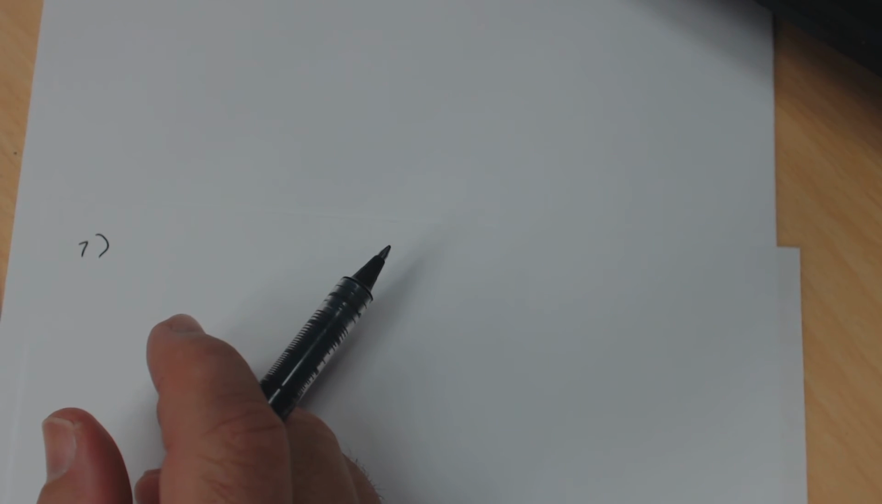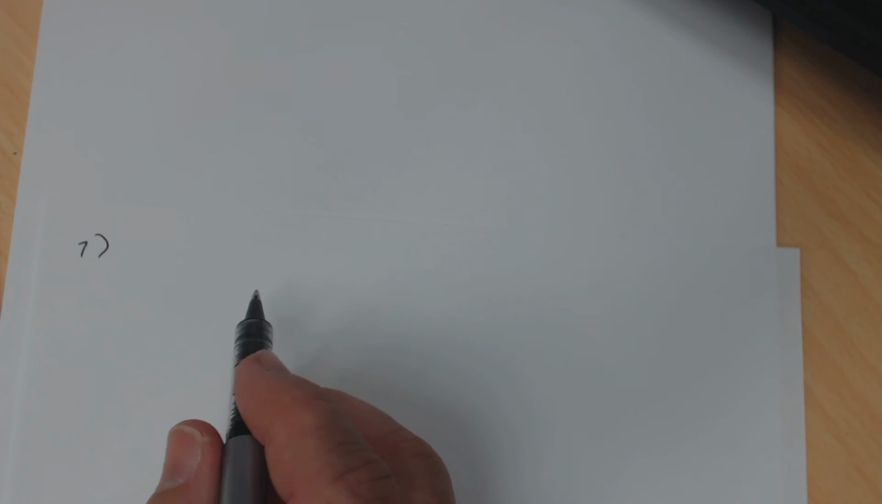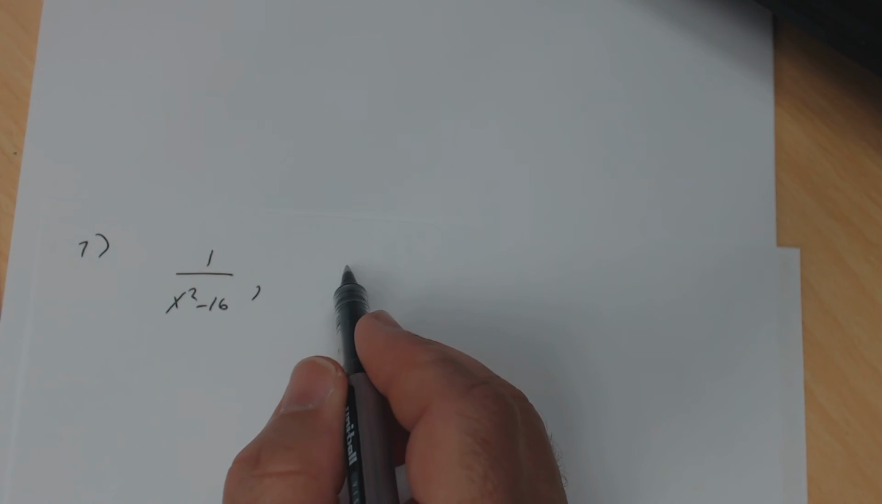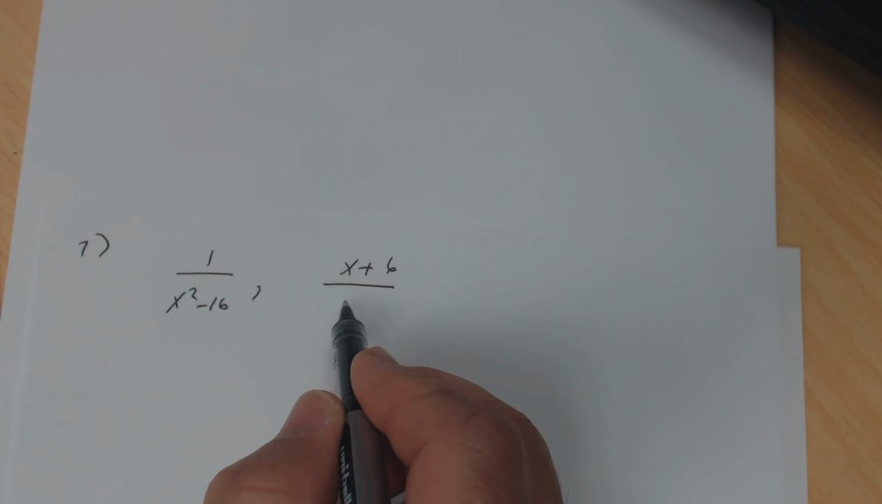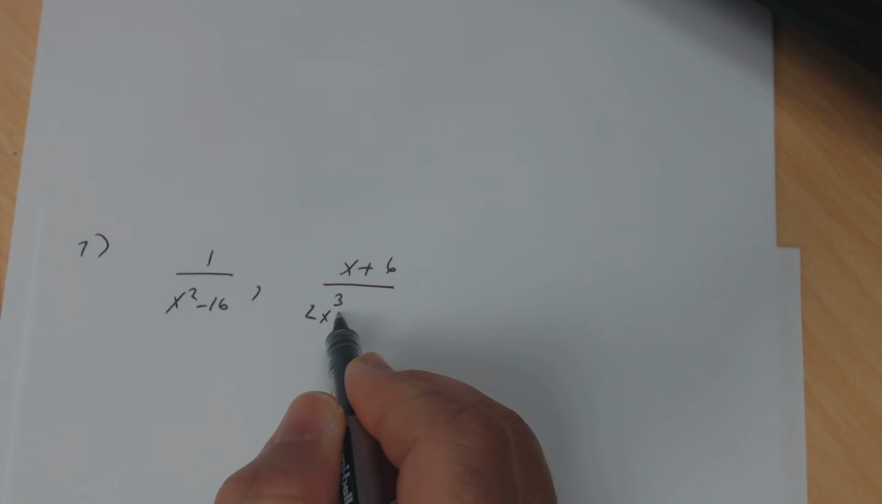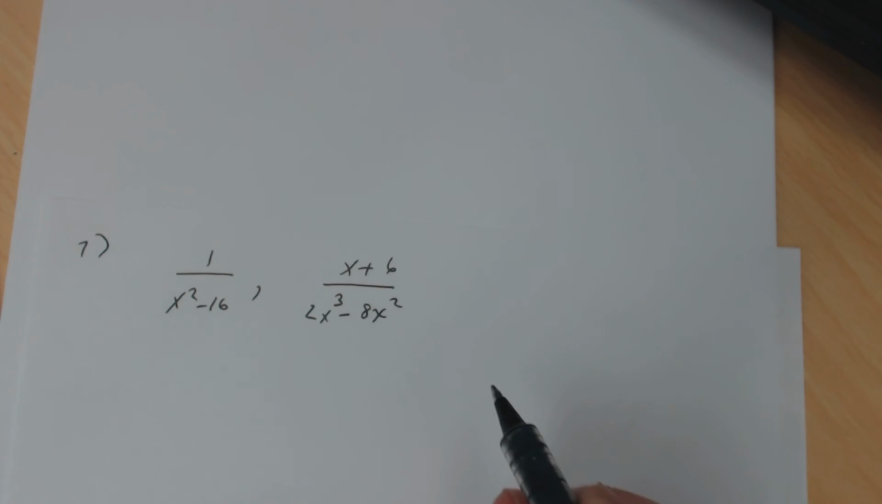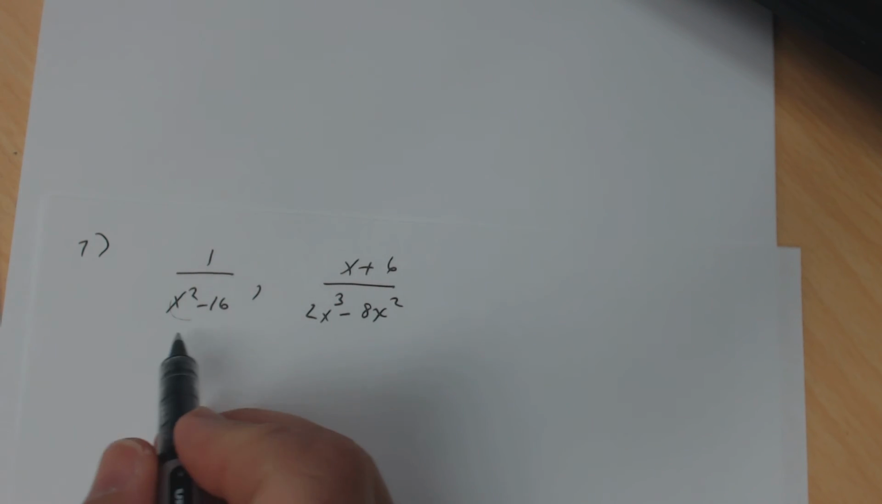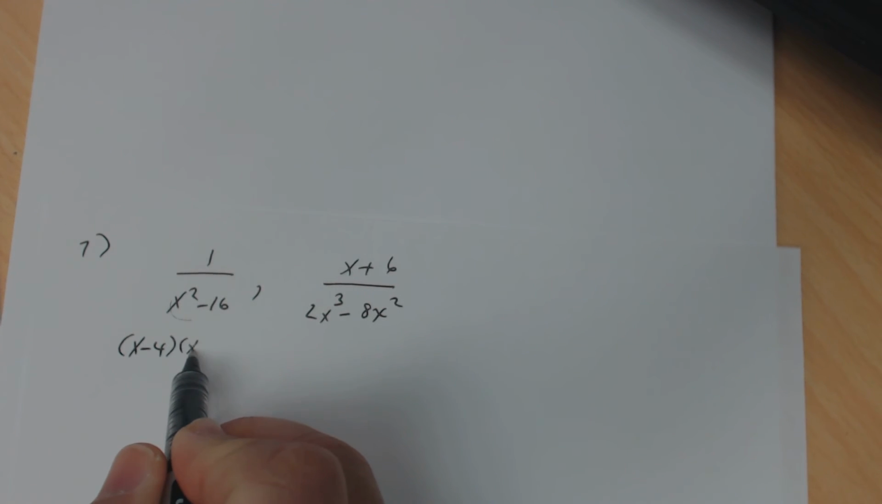All right, let's look at number 7. Let's do this one. 1 divided by x squared minus 16, comma, x plus 6 divided by 2x cubed minus 8x squared. Okay, so first of all, you're going to factor the denominators. So this is the difference of 2 squares. So it becomes x minus 4 times x plus 4.